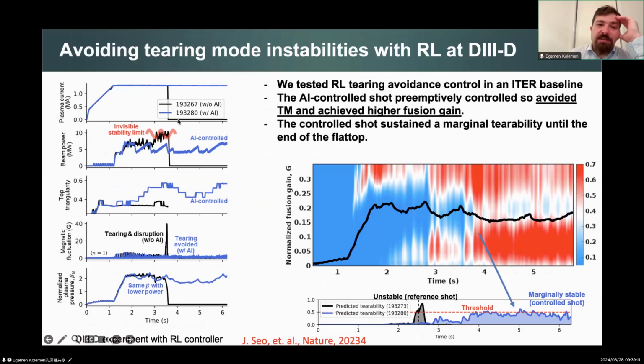This is the shot without the control, the black one. And in that one, we have this instability limit. It's invisible, and it hits that somehow. And the plasma current goes to zero. Basically, the plasma just dies.